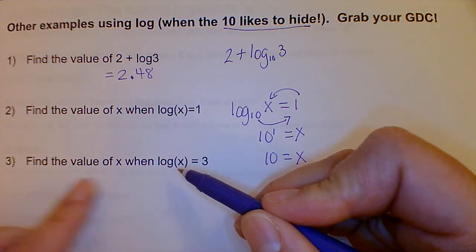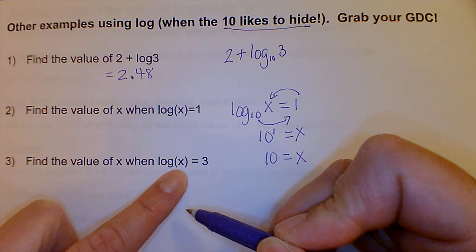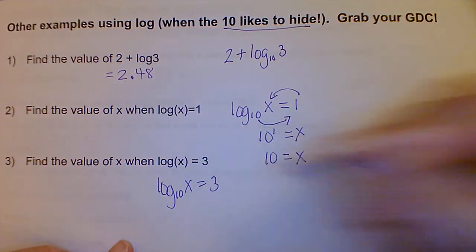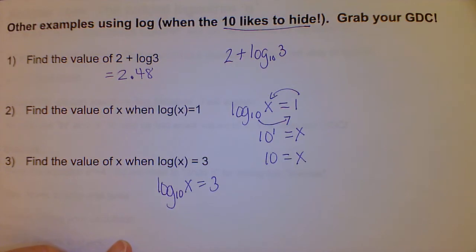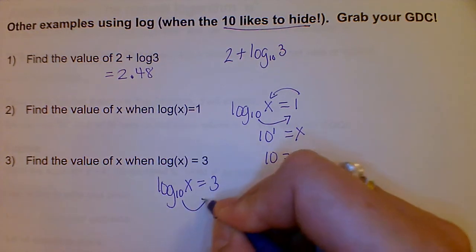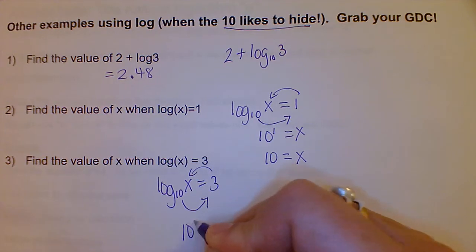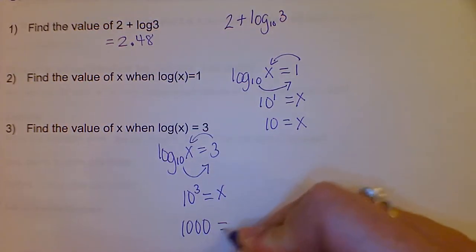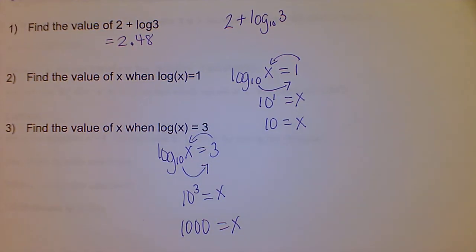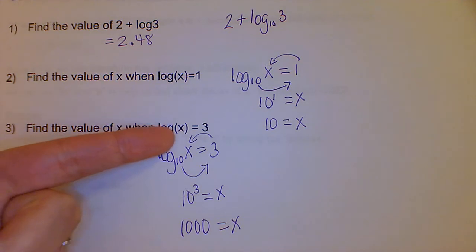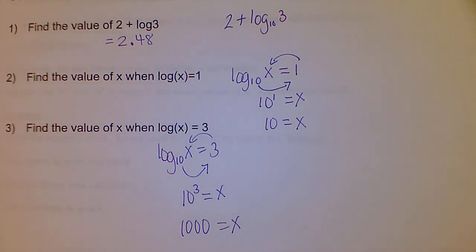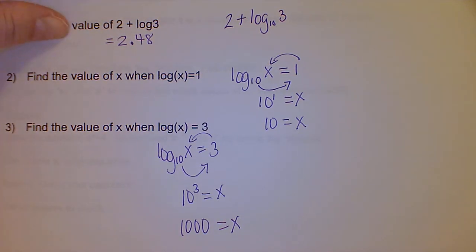Again, here, find the value of x when log base 10 of x equals 3. It likes to hide, so you need to rewrite it with it in there. Because then once we take it out of the logs and put it into exponential, we're going to get 10 to the third equals x, and 10 to the third is 1,000. And that's our answer. So if you can remember, it likes to hide. When there's no little base number here, you need to put the 10 in. If there's a number, you'll see it. It'll be there.